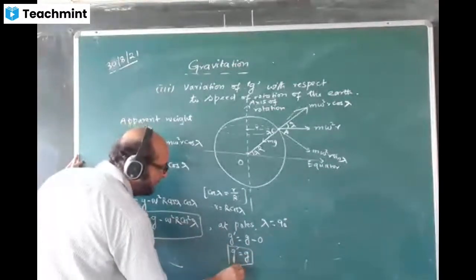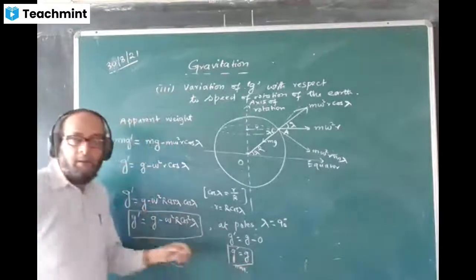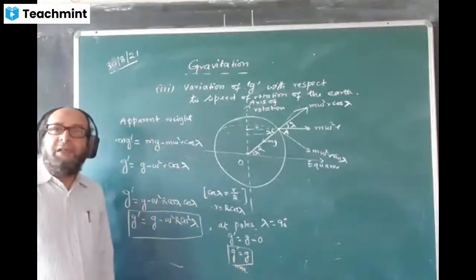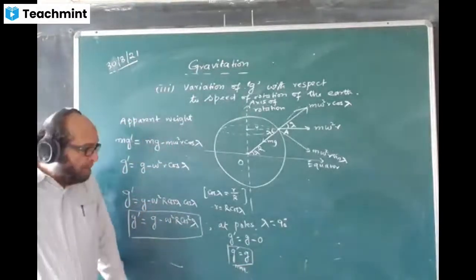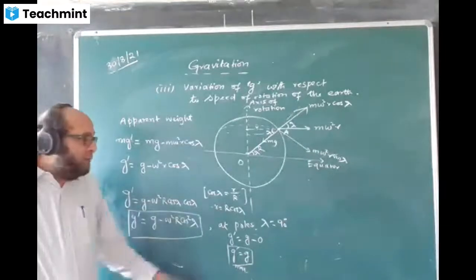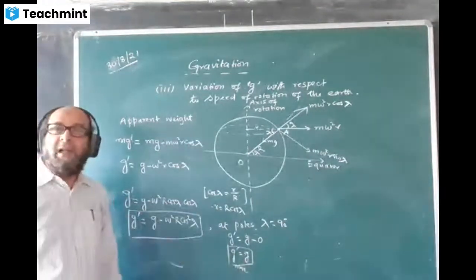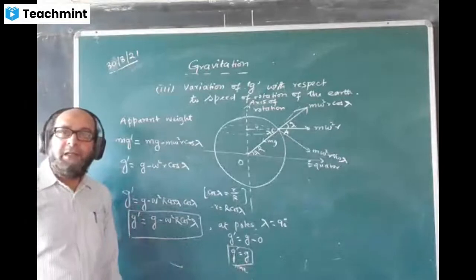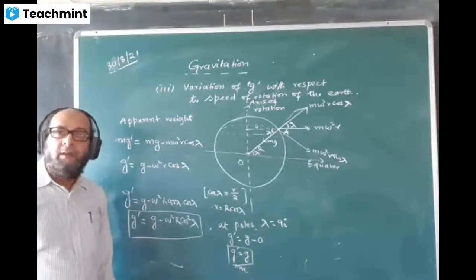This is maximum. Where is the value of G maximum on the surface of the earth? At the pole. And what is that value? That value is equal to G. And what is the standard value of G? 9.8 meter per second square.